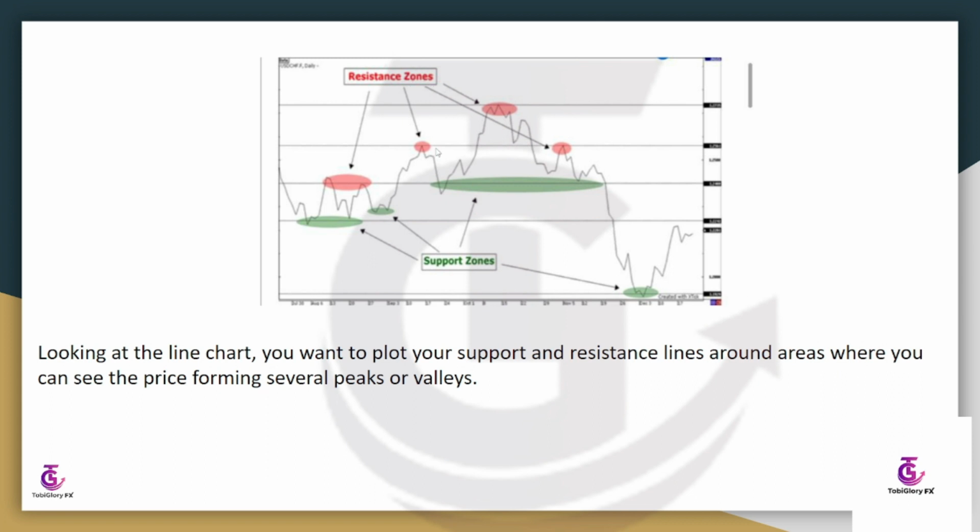Now let's consider resistance and support zones using line charts. Looking at the line chart, you want to plot your support and resistance line around areas where you can see the price forming several rejections, several peaks or valleys. Now in this area, we have a rejection from here, a rejection from here. This is a support zone, a resistance zone, a support, a resistance, support, resistance, continuously. Those areas are what we pick out. Let's proceed.